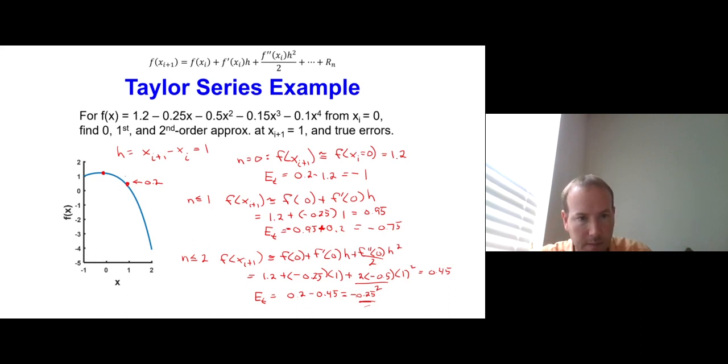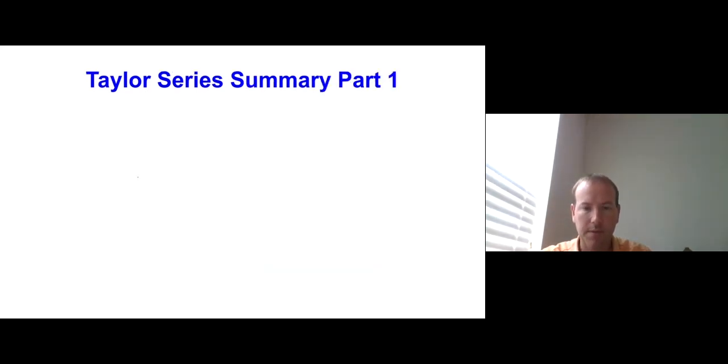And so let me just kind of show that to you visually. So our first one was a zero order. Then our first order approximation was at 0.95. It's a little bit better, and our second order approximation was even better. So they're getting closer to the true answer as we take more terms.